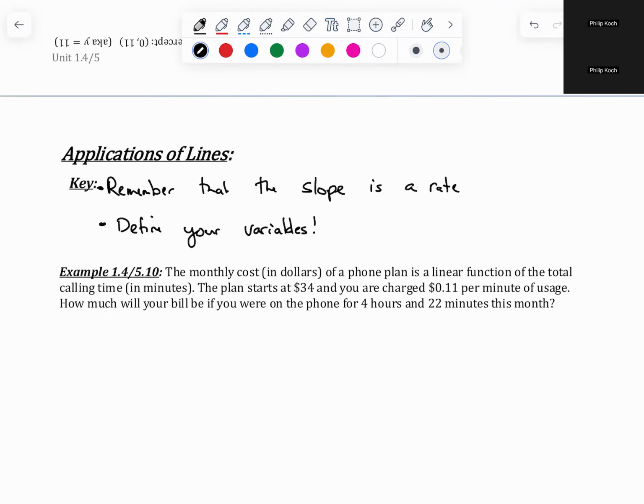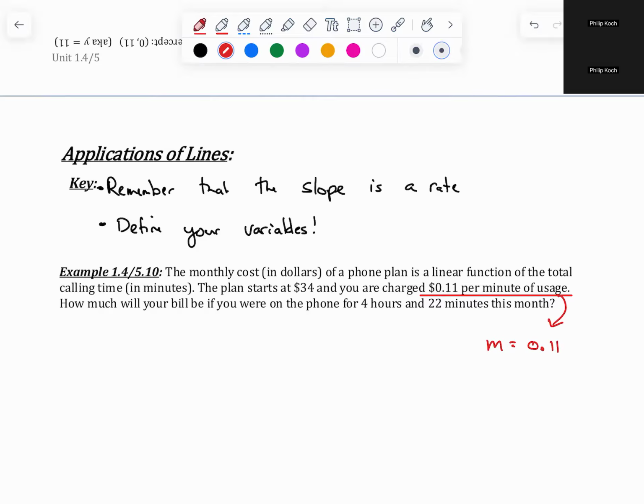But anyways, so the plan starts at $34 and you're charged 11 cents per minute. So the 11 cents per minute of usage is the key here. This tells us that the slope is 0.11. And it also tells us what the variables should be.